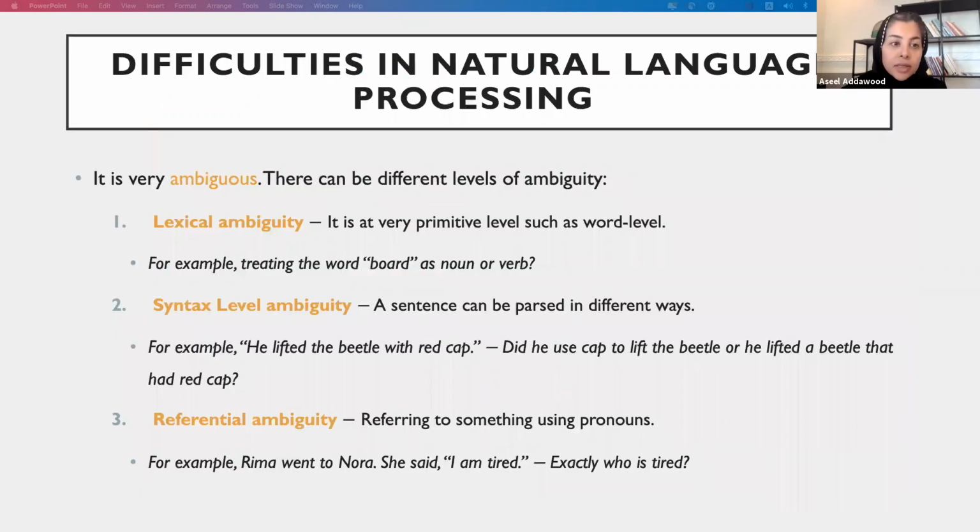So, difficulties: ambiguity. Language is very ambiguous. That's why we have a lot of difficulties in natural language processing. And there are different levels of ambiguity.